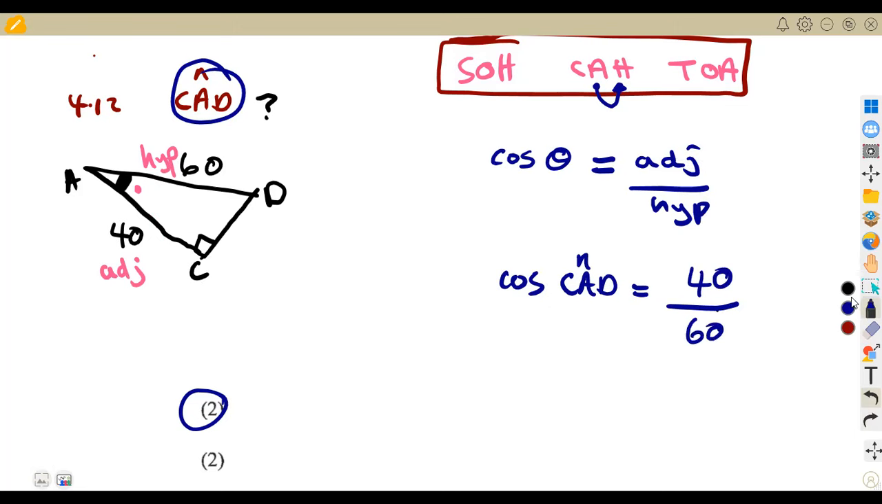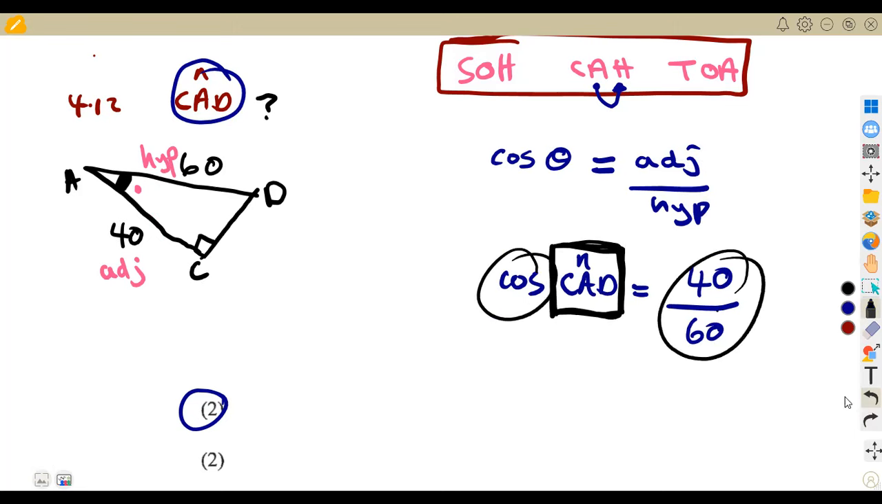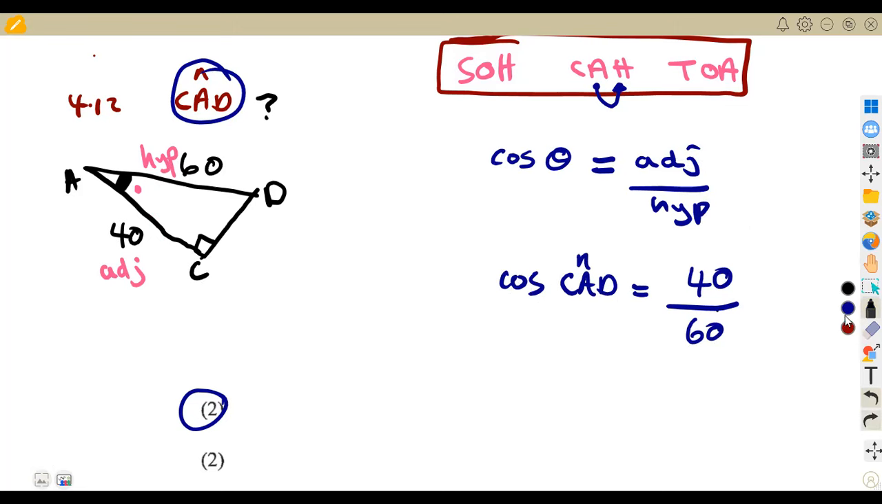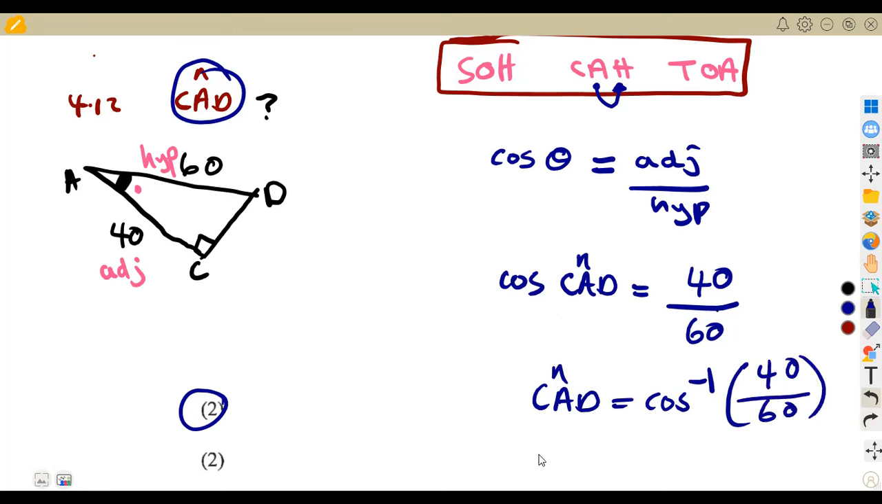So we can determine the angle. Remember, guys, I told you from the introduction, to find the angle, you remove this cos and write it on the other side as arc cos. So it means to find angle CAD, we are going to write cos on the other side as arc cos, like this, 40 over 60. So it's arc cos, which represents the angle. All right, so you're going to obtain your angle CAD.